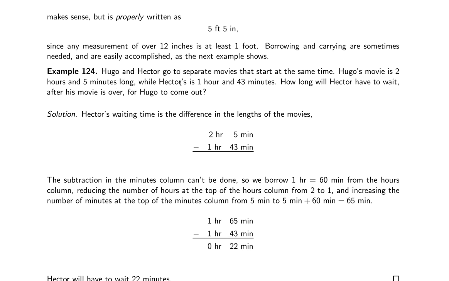Let's see this example. Hugo and Hector go to separate movies that start at the same time. Hugo's movie is 2 hours 5 minutes long, while Hector's is 1 hour 43 minutes. So Hector finishes first. How long will Hector have to wait after his movie is over for Hugo to come out? Hugo's movie is 2 hours and 5 minutes. Hector's is 1 hour and 43 minutes. I hope you see that this is a subtraction question. So we're subtracting the length of Hector's movie from the length of Hugo's longer movie. So what's the difference? That's how long Hector has to wait.